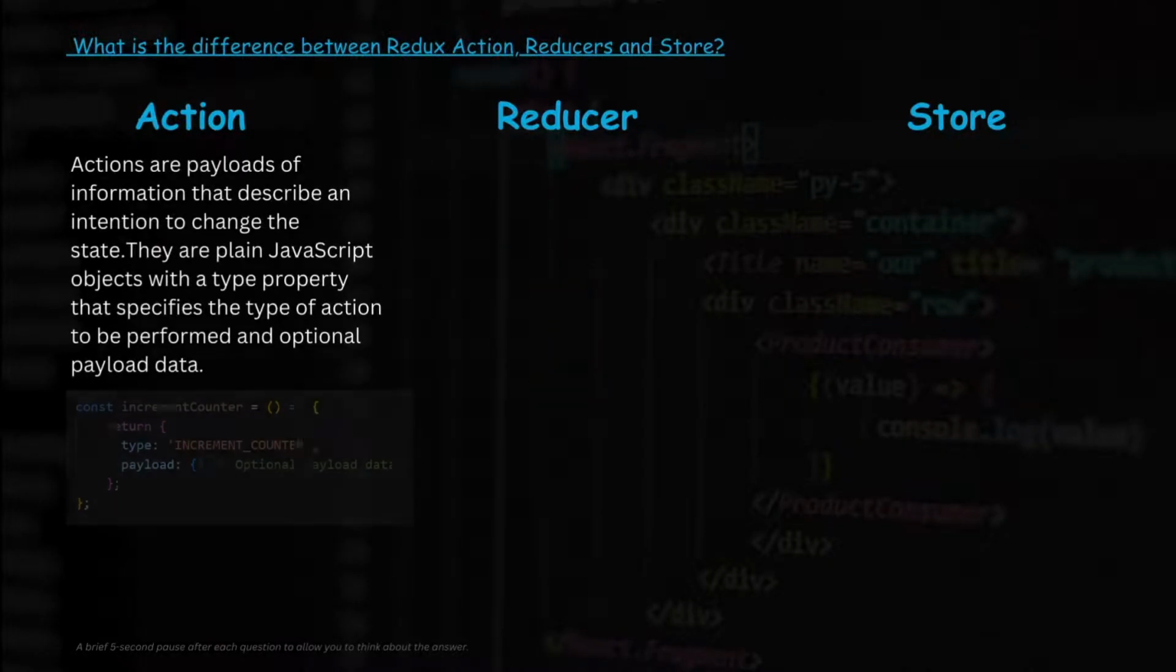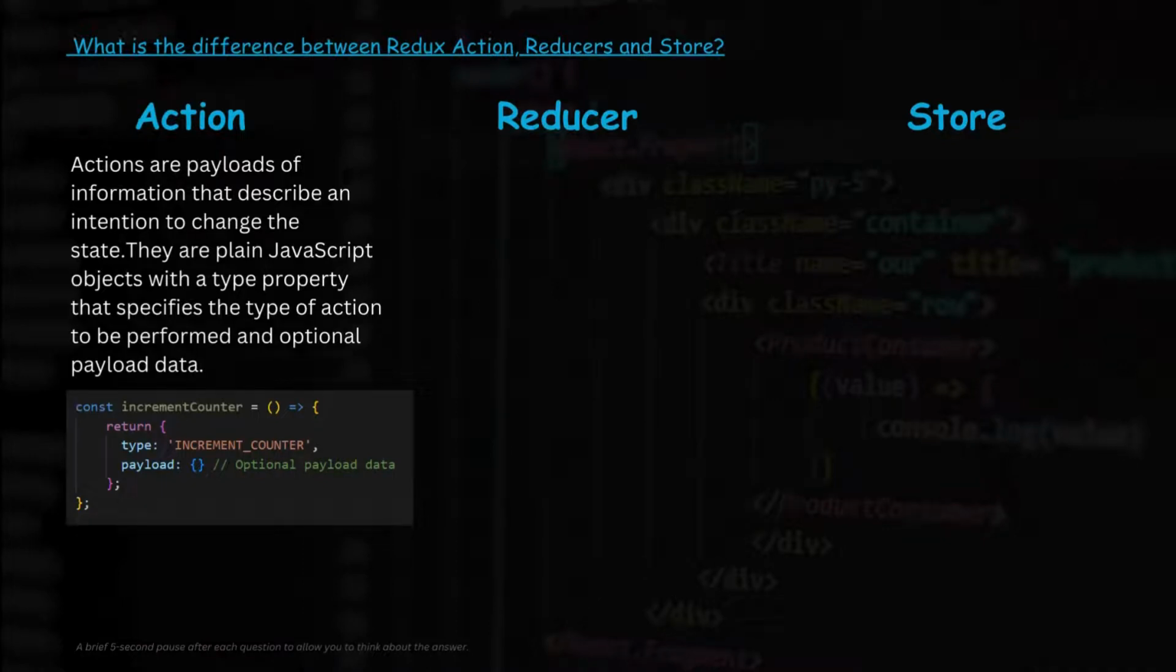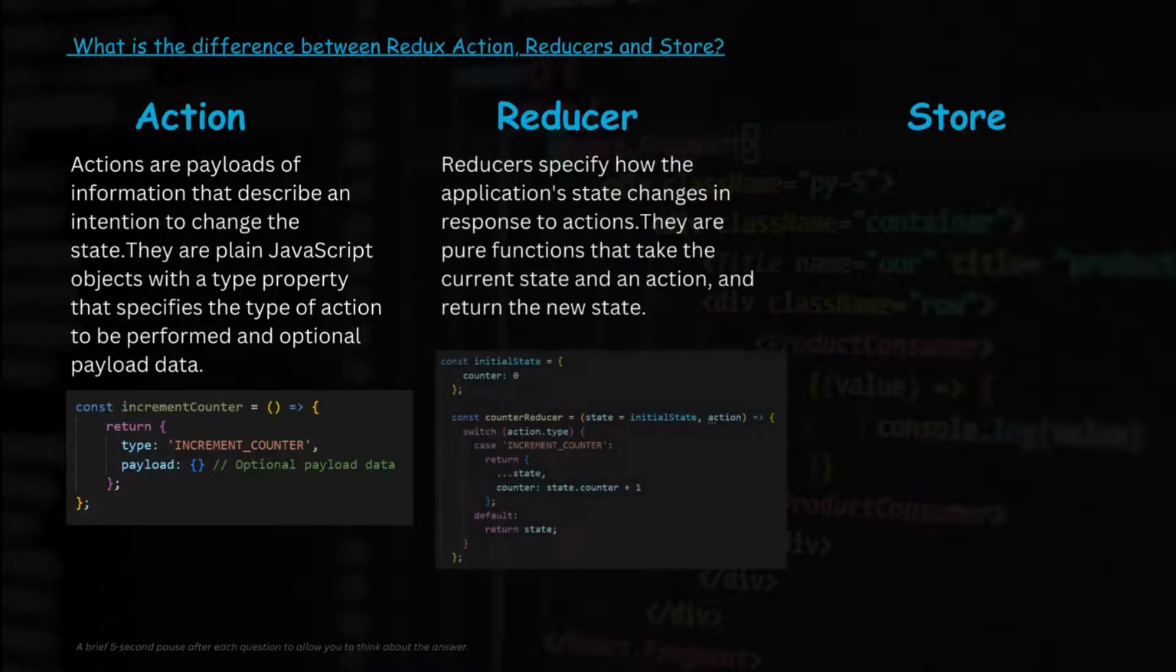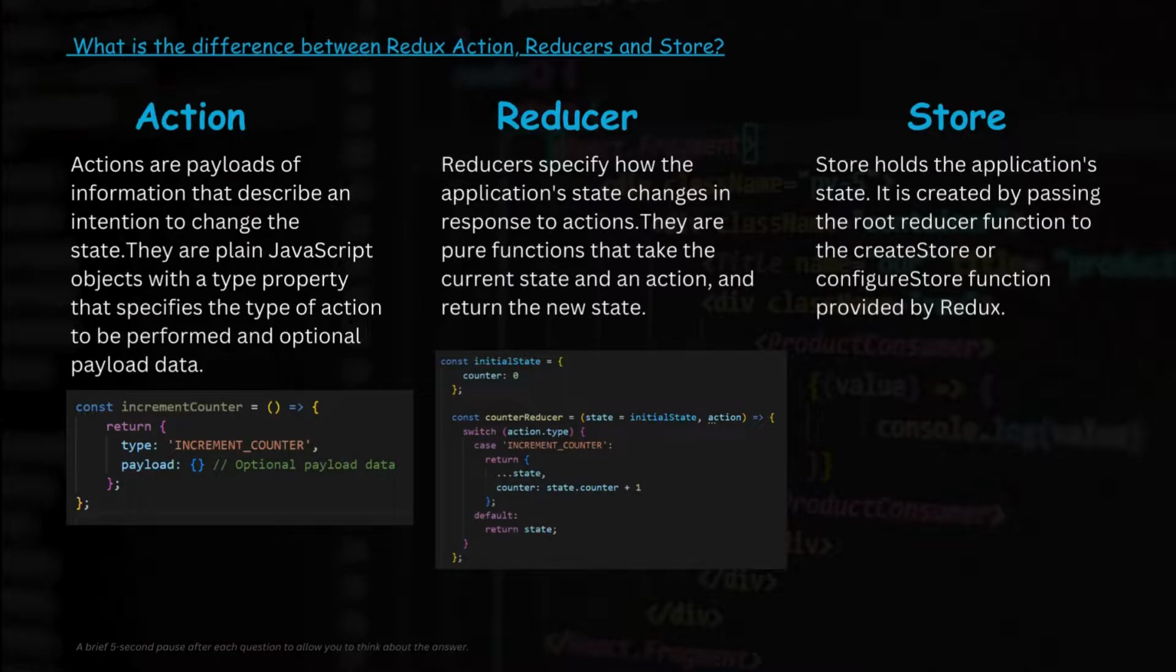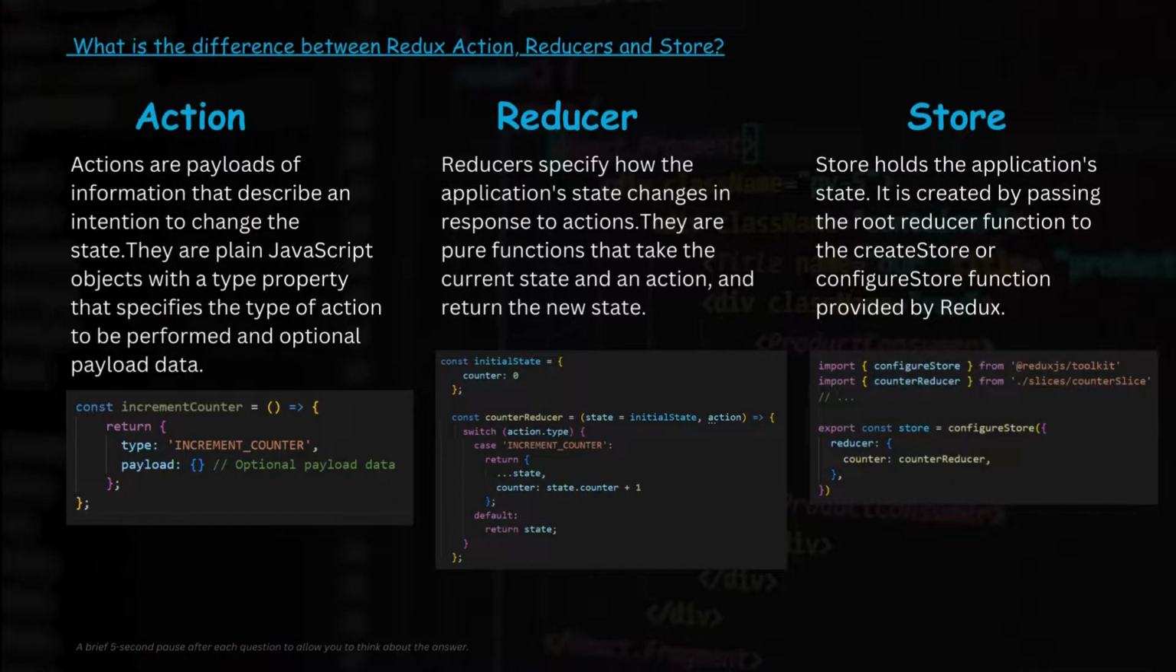Actions are payloads of information that describe an intention to change the state. They are plain JavaScript objects with a type property that specifies the type of action to be performed and optional payload data. Reducers specify how the application's state changes in response to actions. They are pure functions that take the current state and an action, and return the new state. Store holds the application's state. It is created by passing the root reducer function to the createStore or configureStore function provided by Redux.